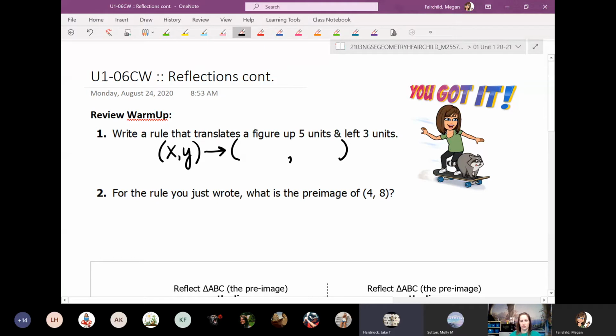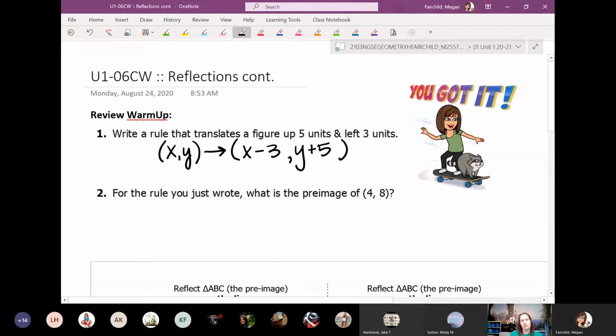It'd be minus 3 and then plus 5. Okay, so when you say that, I just need the letters. So you mean X minus 3? X prime. No, X minus 3. Oh. Right. You said minus 3. I'm saying just say the X part. Yeah. Then Y plus 5. Perfect. All right, good job. So that's going to be the rule for that translation.